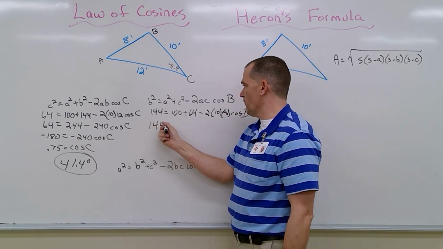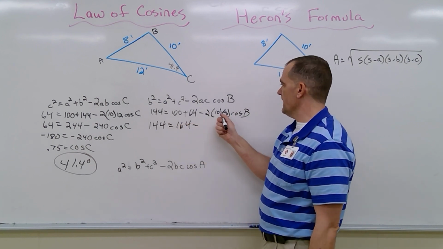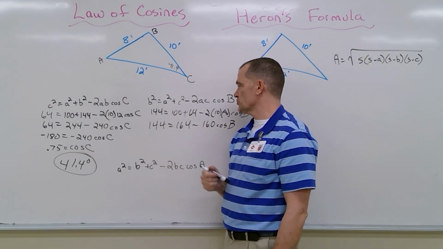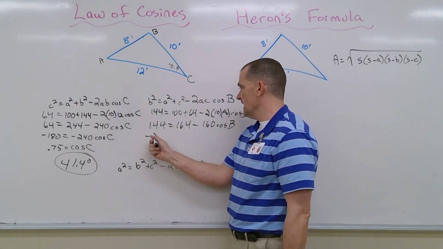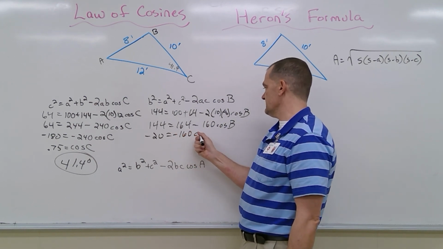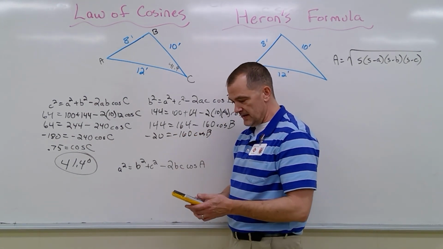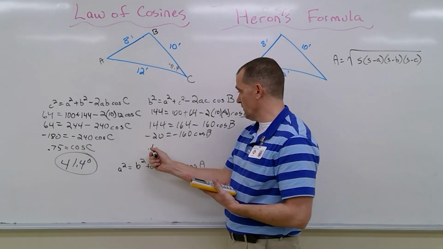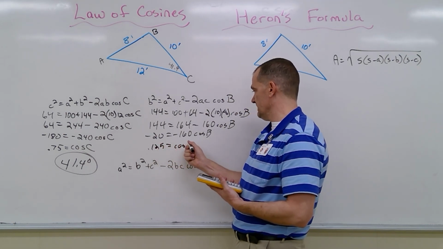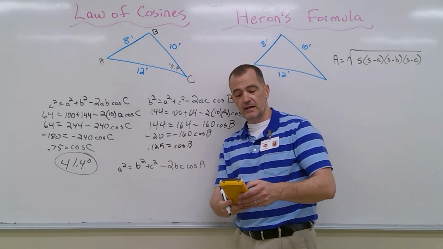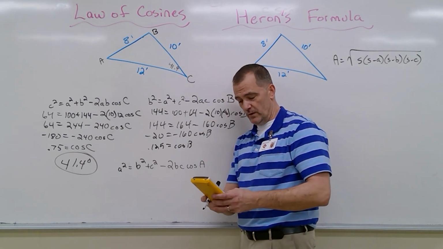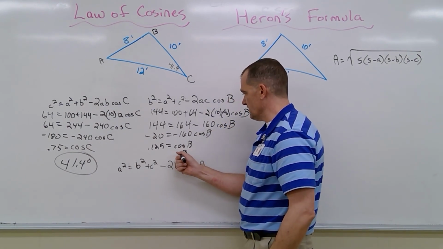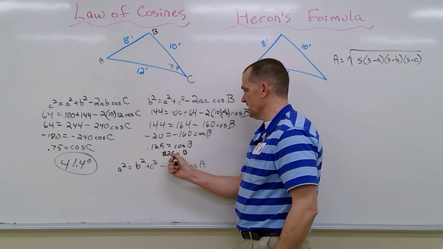So this gives us 144 equals 164 minus 2 times 8, which is 16, times 10, 160, times the cosine of B. I'm going to subtract 164 on both sides and get negative 20 equals negative 160 times the cosine of B. I'm going to divide negative 20, which is really easy to do. These are beautiful numbers. This is 0.125 equals the cosine of B. I divided both sides by negative 160. And now second cosine of 0.125 is giving me an angle measure of 82.8 degrees. So B equals 82.8 degrees.